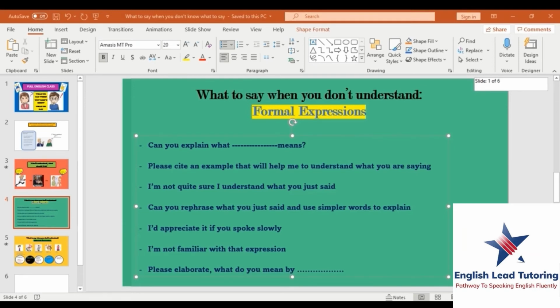We don't run away from conversations. We don't pretend as if we understand what the person is saying. Rather, we ask the person to explain for us. And if you're in a professional setting or you're having a formal discussion with someone, then these are some expressions that you can use to ask for help.